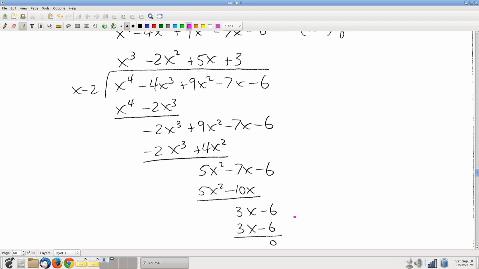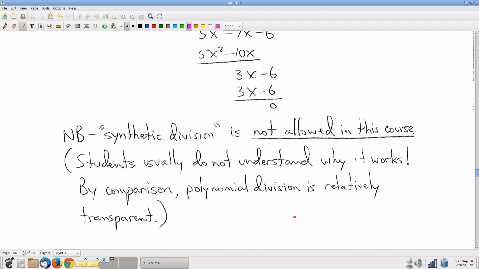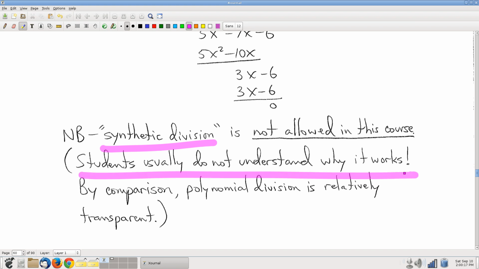Okay, now I am aware of the fact that lots of students have seen a method called synthetic division. A lot of high schools teach this method. It will allow you to find the quotient. The trouble is, very few, if any, students understand why it works. It's not immediately transparent as to why it works. There are good reasons, but students, if they don't understand the method, then it's just a mechanical calculator, basically.